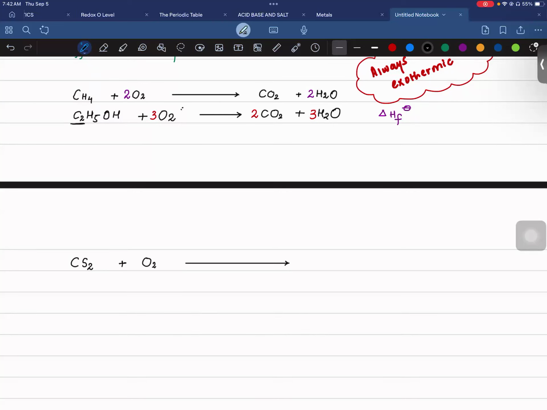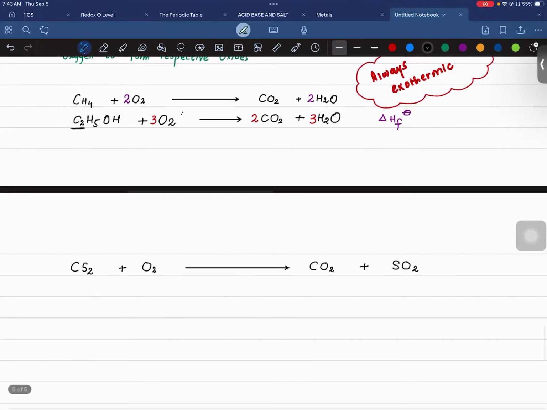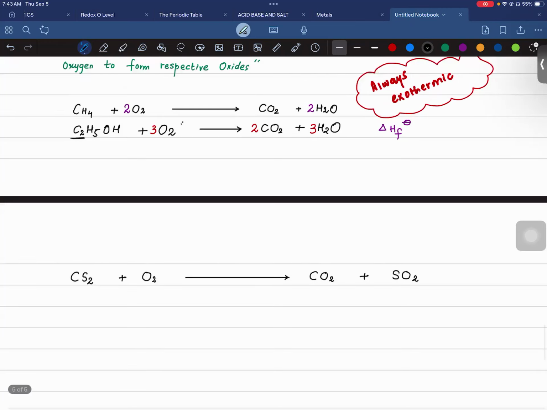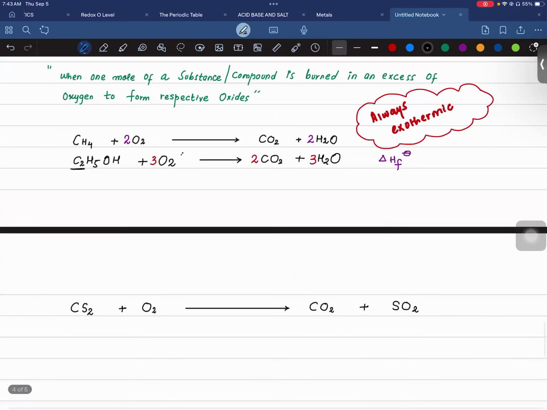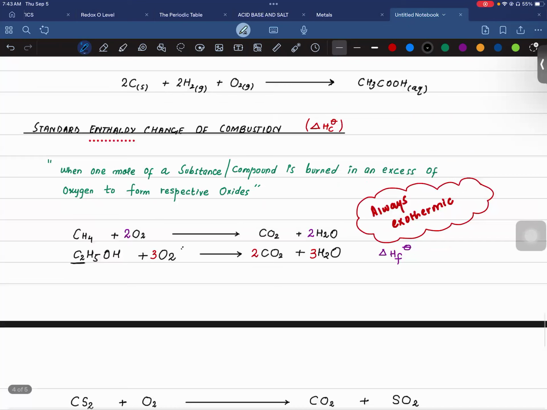Can you tell me this? CS2 is going to be burned in the presence of oxygen to form the products. I'm asking what would be the product. Carbon would be carbon dioxide and what? Sulfur dioxide. What I told you is to form respective oxides.